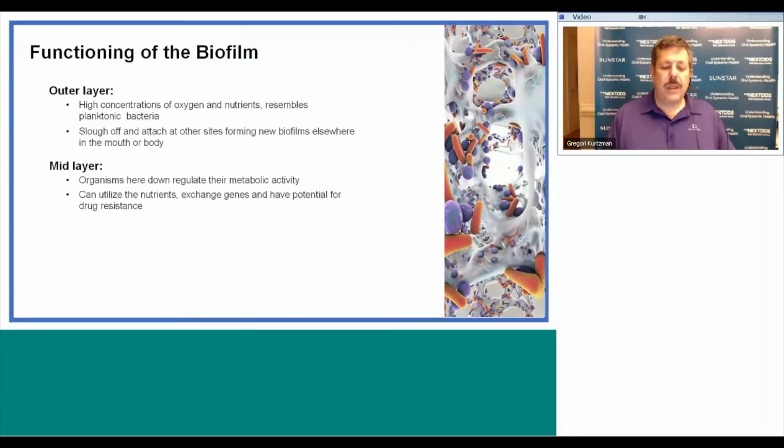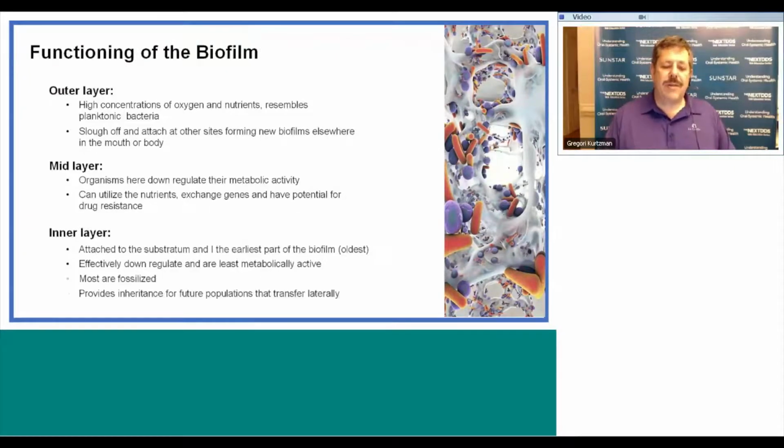Function of the biofilm. The outer layer has high concentrations of oxygen and nutrients and resembles planktonic bacteria. Those are aerobes. They slough off and attach at other sites, forming new biofilms elsewhere in the mouth or body. We have a mid-layer where the organisms can downregulate their metabolic activity, which means they basically go almost into a hibernation state and can utilize nutrients and exchange genes that have potential for drug resistance. So we might be able to put a drug in there that's going to affect the outer layer, but once it gets to the mid-layer, it really has no effect.